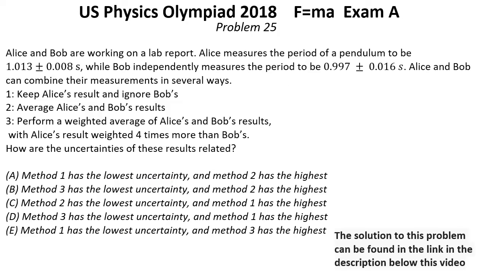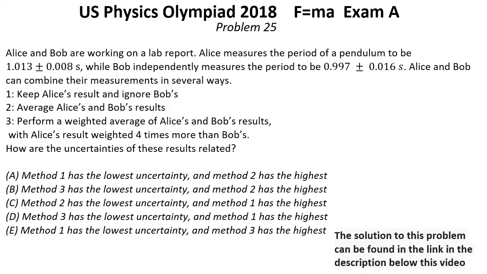Problem number 25. Alice and Bob are working on a lab report. Alice measures the period of a pendulum to be 1.013 plus or minus 0.008 seconds, while Bob independently measured the period to be 0.997 plus or minus 0.016 seconds. Alice and Bob can combine their measurements in several ways.